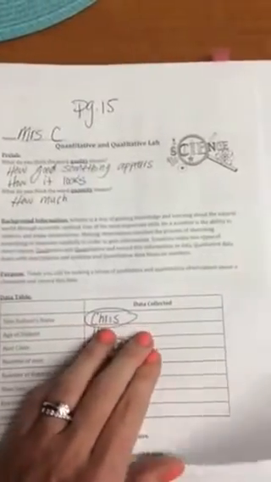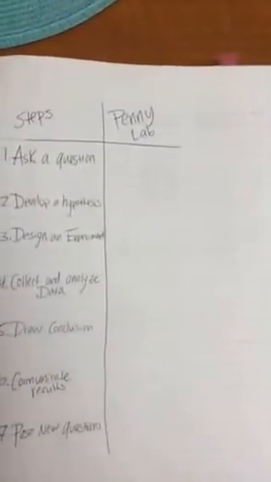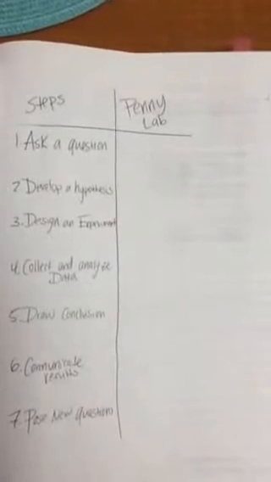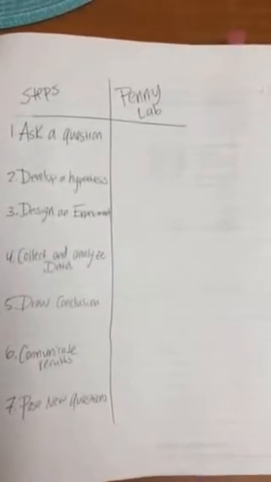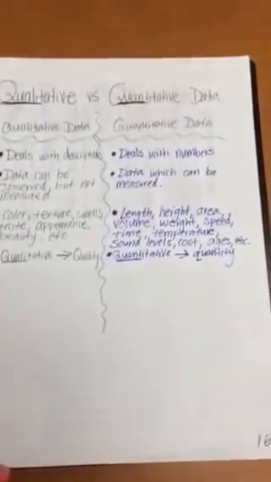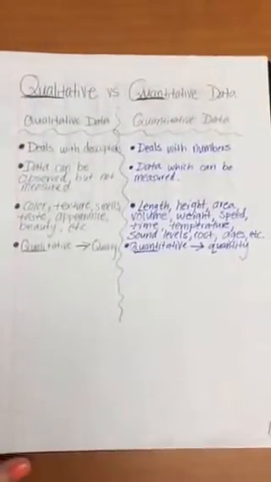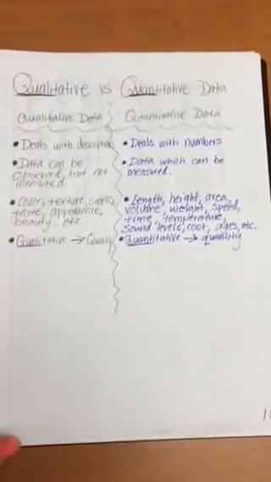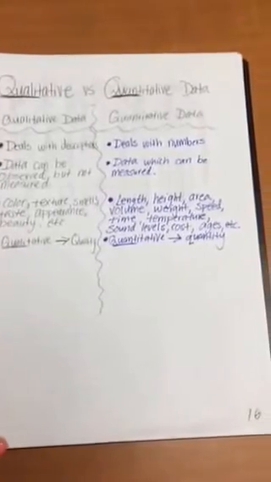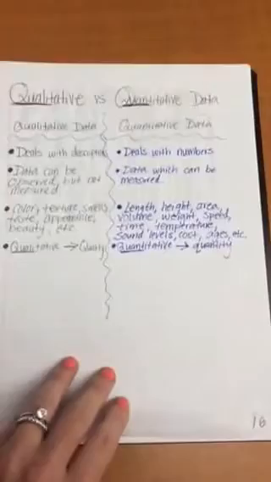On page 15 is our qualitative and quantitative lab where we practice getting some data. And then if you look on the back, this was a warm-up where I asked you to write down the steps of the scientific method and how we performed it in the penny experiment. Across from that on page 16 is our qualitative versus quantitative data. The chart is in the locker under qualitative and quantitative notes. So we copied this data table on 16.